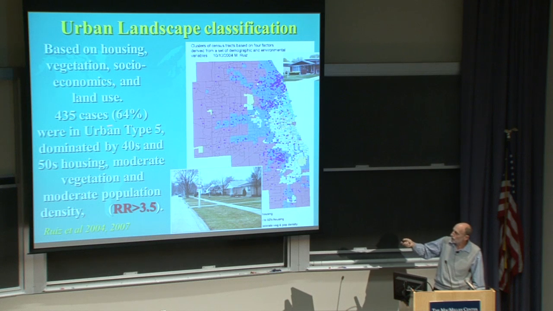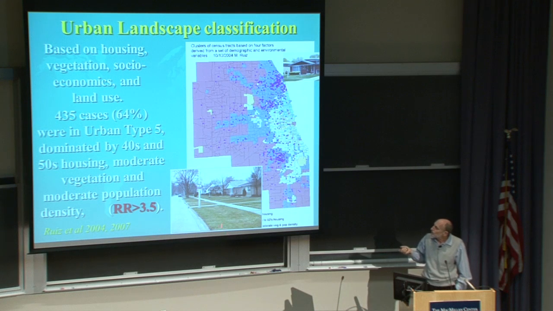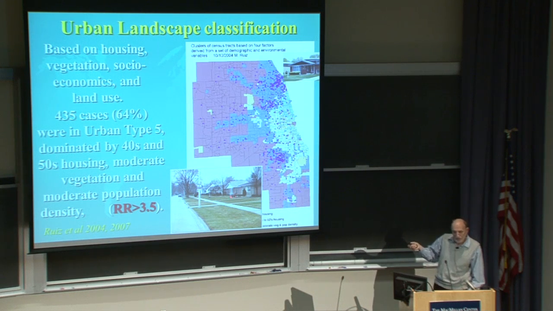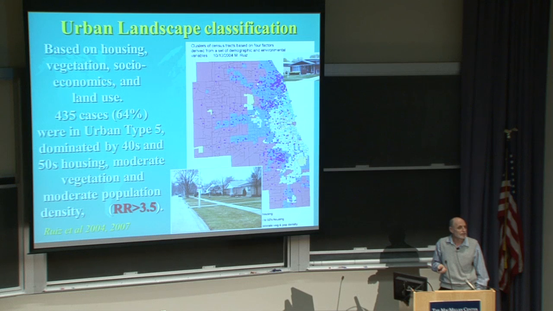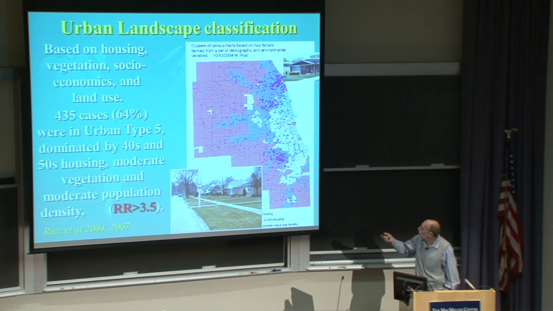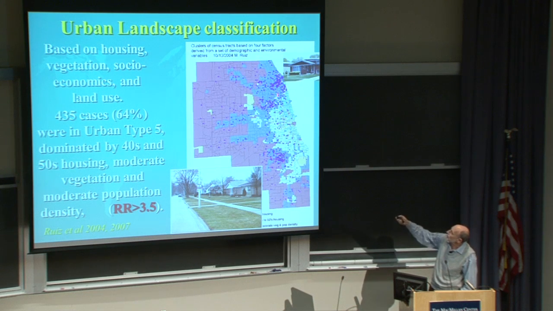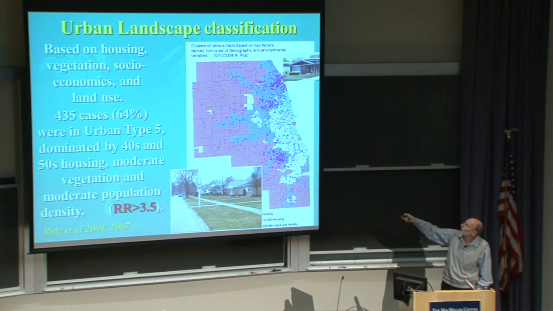Housing developed in the 40s and 50s. Moderate coverage of vegetation, moderate population density. Those are kind of, I would say, blue-collar suburbs. I would characterize those areas that way. And you can see that really the vast majority of the cases were there. There were not many cases in the downtown area, and not as many cases in the much better forested suburban area.